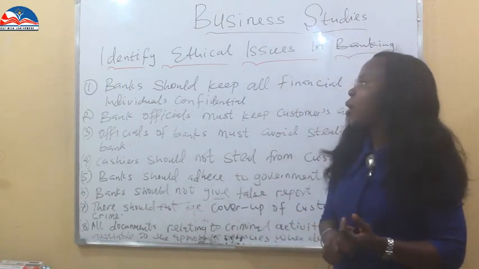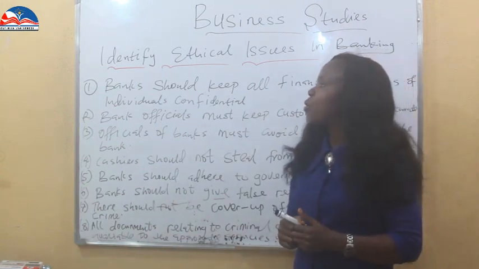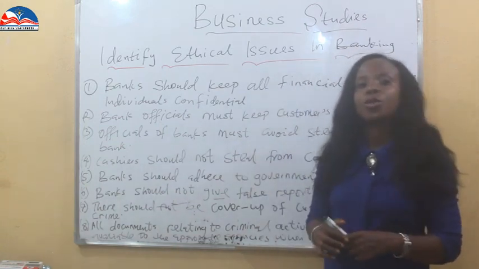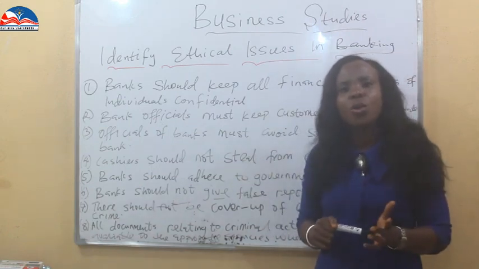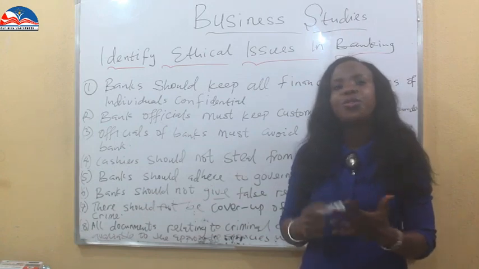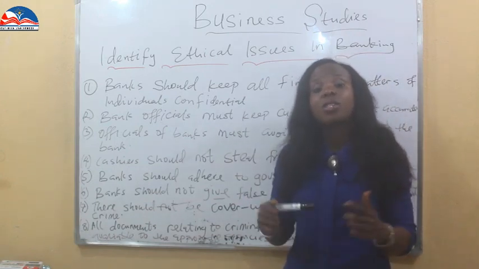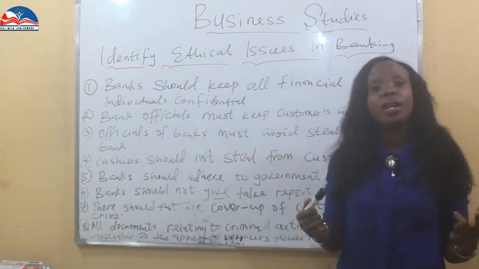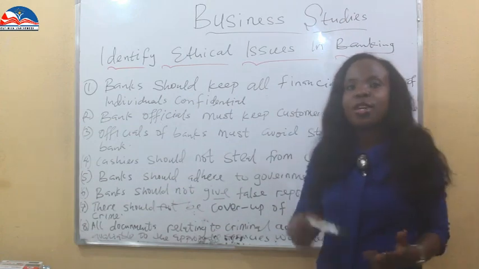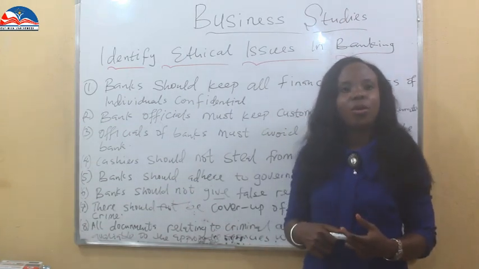Number one, banks should keep all financial matters of individuals confidential. Whether you know the person down to his house or her house, you don't reveal his financial status, even if you are his accounting officer, or even if you work in a bank and you know his financial strength. You don't go broadcast it out there in the public or in the world.